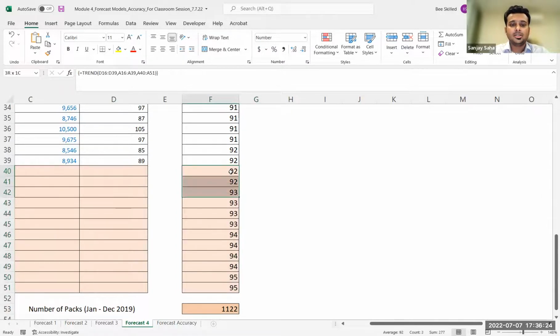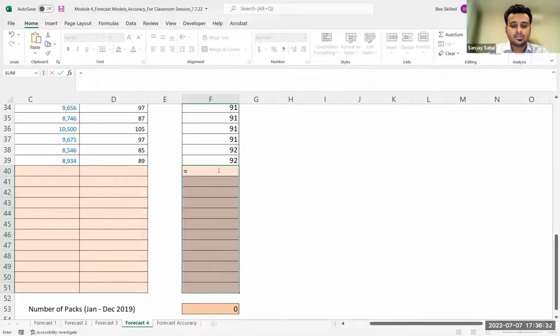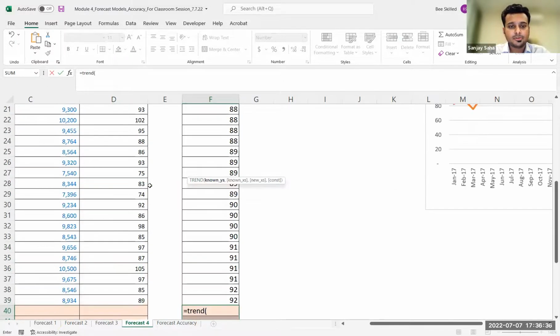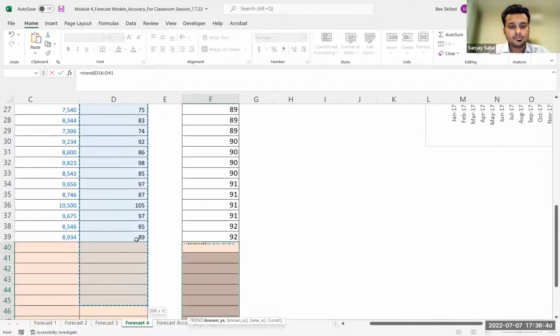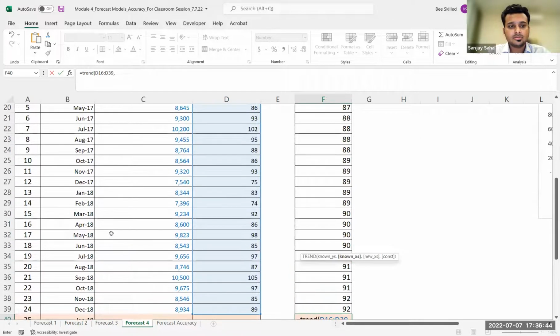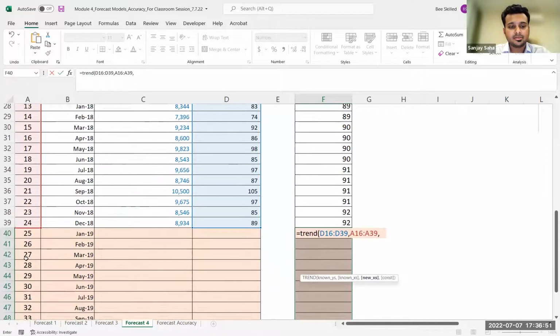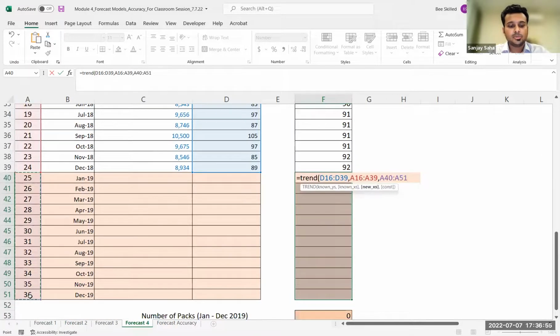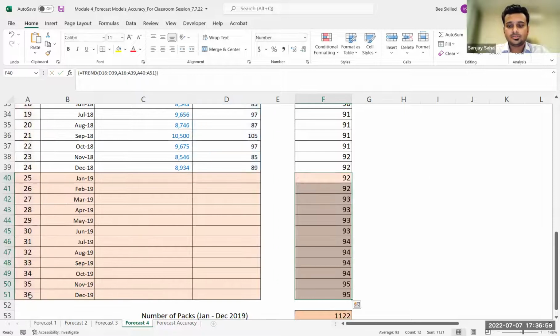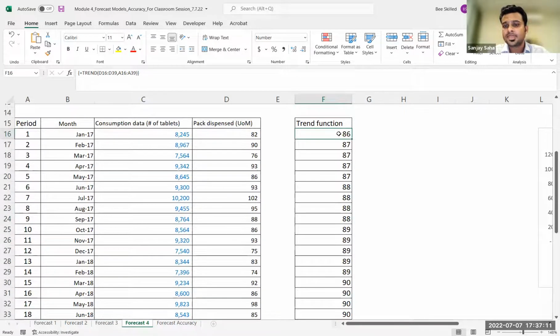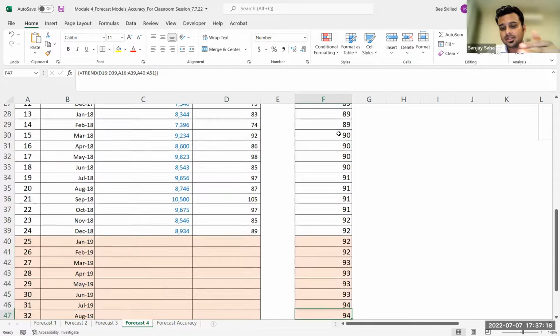So if I do this with you, I've selected everything and I type equals TREND, known Y. For me, the known Y is here. Then known X's, known X's is here. Then new X, new X is here. And then I press Control Shift Enter. When I do that, you see all these fields are populated once again. So it extrapolated this trend. If you see the trend here, it starts at 86, 87, 88, 89, 90, 91, 92, 93, 94, 95.